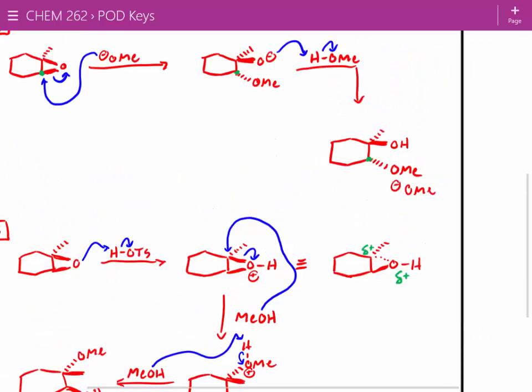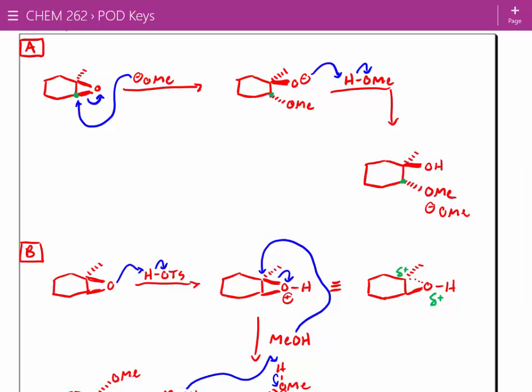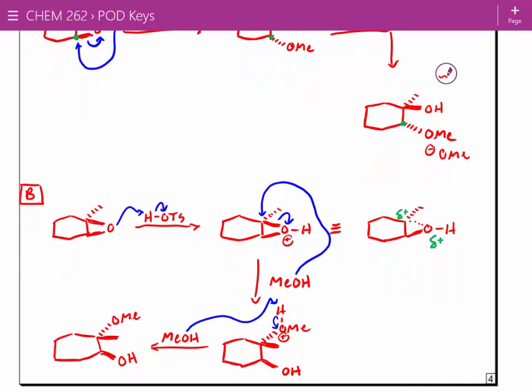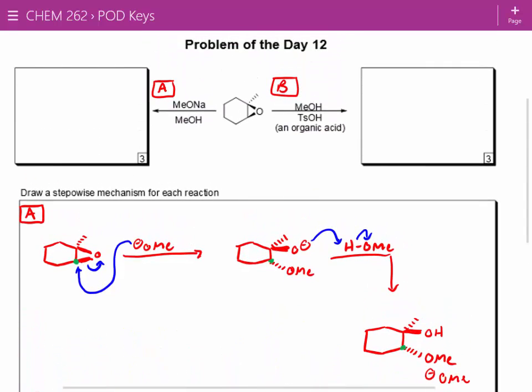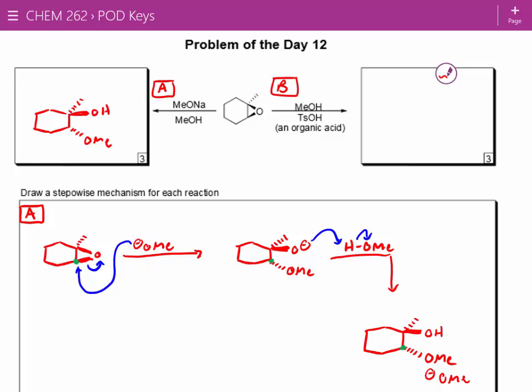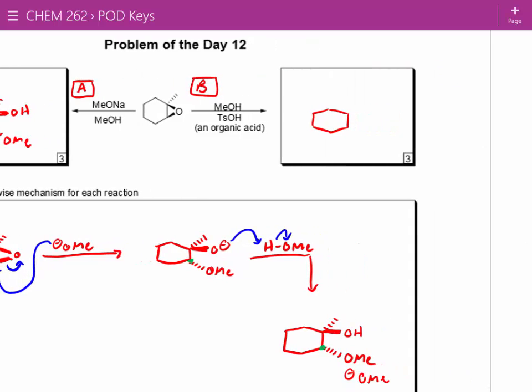So if we compare this to our top reaction, we added our nucleophile to the bottom carbon. This time we're actually adding our nucleophile to the top carbon, so we've gained regiochemical control over which carbon we're doing our nucleophilic attack at. So let's quickly draw in our products that we got here. And then for the other one, we still get a new ether that's formed, but it's a little bit different.